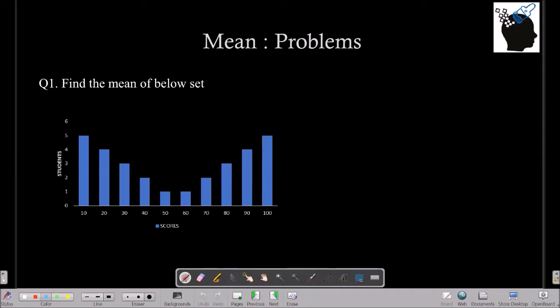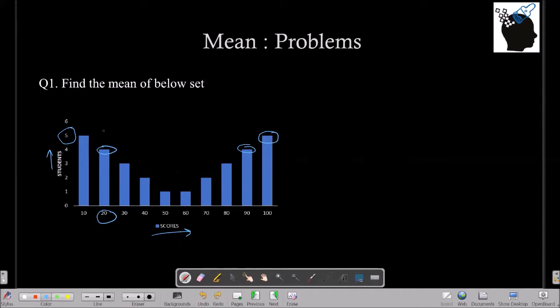So the problem is find the mean of below set. Now a set of values are given to us and they are asking us what is the mean of all these values. So on the x-axis we have scores and on the y-axis we have students. So let's see how we can read this bar graph first. So I have a score of 10 which is scored by 5 students. I have a score of 20 which is scored by 4 students and so on. And I have a score of 90 scored by 4 students and 100 by 5 students. And we need to find the mean of this set.